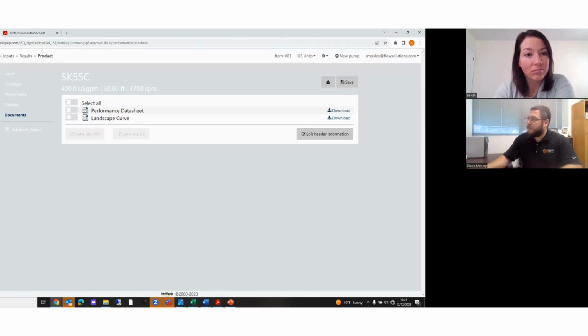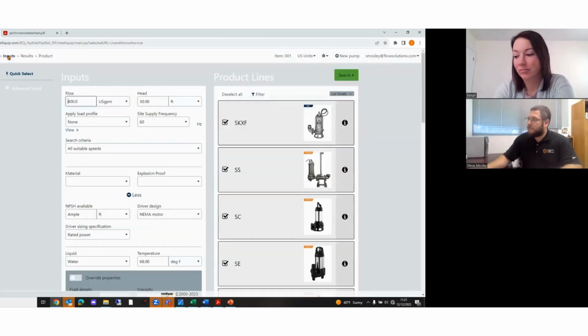We'll go back to our selection program. We go back to our input screen. We can make our second selection for the brewery wastewater application. For this application, we're going to reduce the flow rate to 120 GPM at 40 feet.